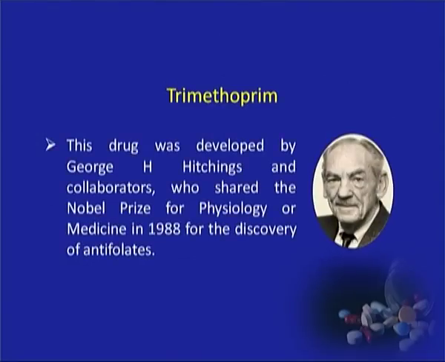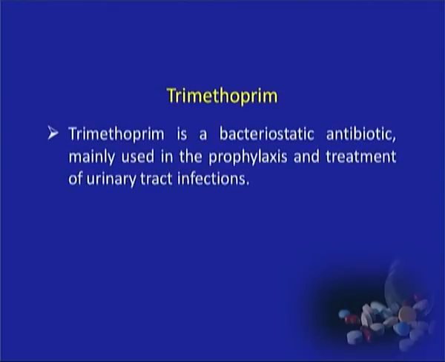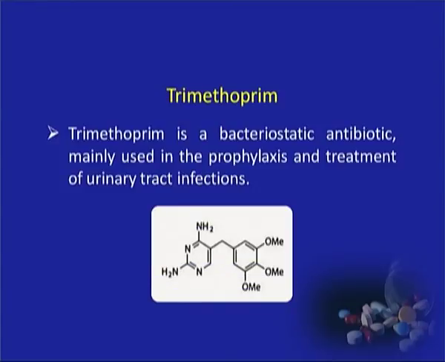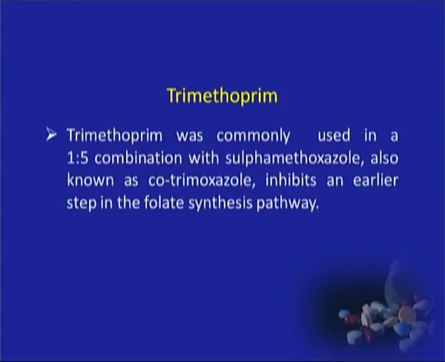Let's discuss one more antibiotic, that is trimethoprim. This drug was developed by George H. Hitchings and collaborators, who shared the Nobel Prize for Physiology or Medicine in 1988 for the discovery of antifolates. It is a bacteriostatic antibiotic mainly used in the prophylaxis and treatment of urinary tract infections. This is the chemical structure of trimethoprim.